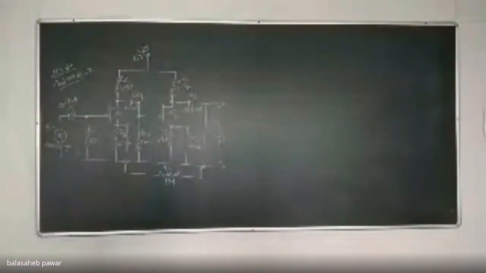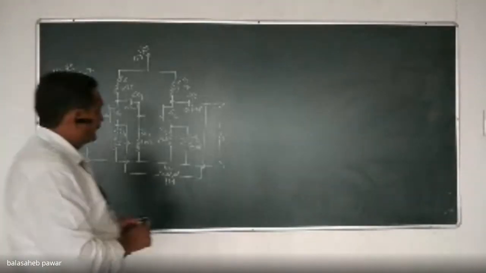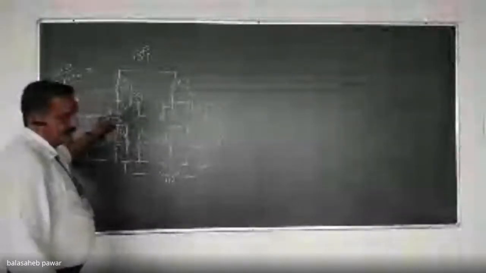Now the second step is to draw the input and output circuits. That means at the end we have to draw the AC equivalent for the given amplifier. So to draw that AC equivalent, first of all, we have to draw the input and output circuits. Okay. So to draw the output circuit, make that input as 0.